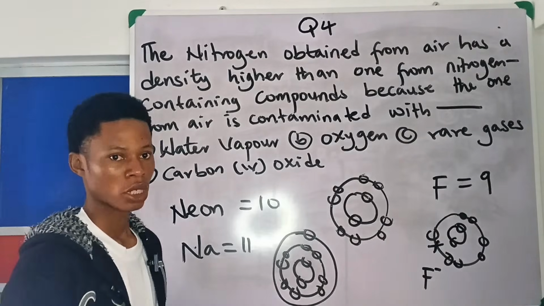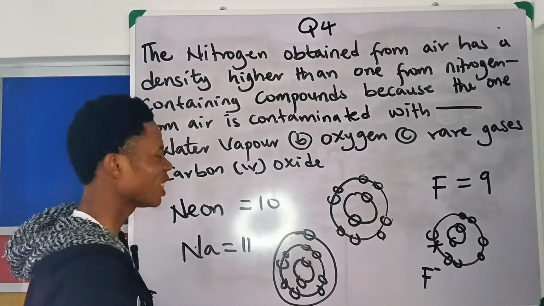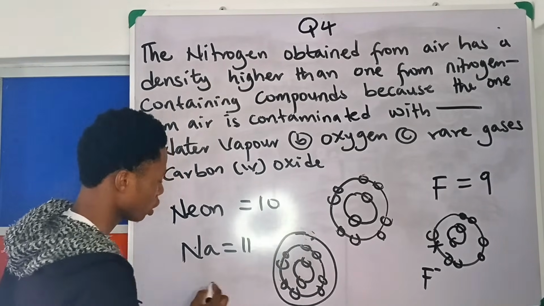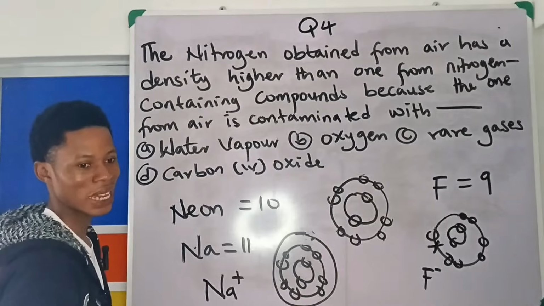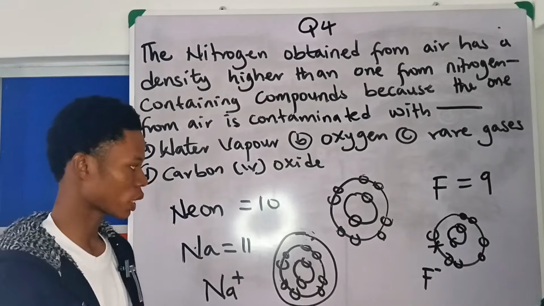Which one will be easier? So it's very easy for sodium to give out this one than to be moving around begging for 7, right? So giving, is it good or bad? It's good. So sodium will now give out this one, and it will become sodium positive. So we say it is electropositive. This one is electronegative.